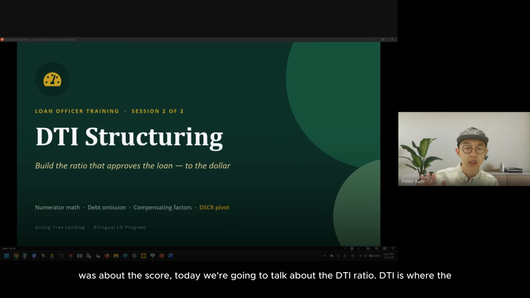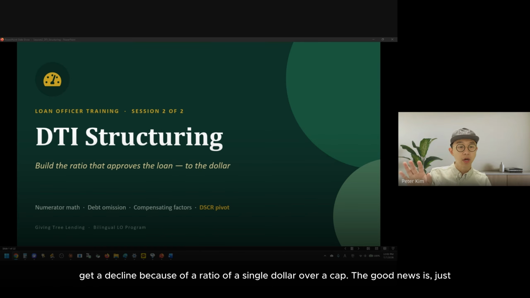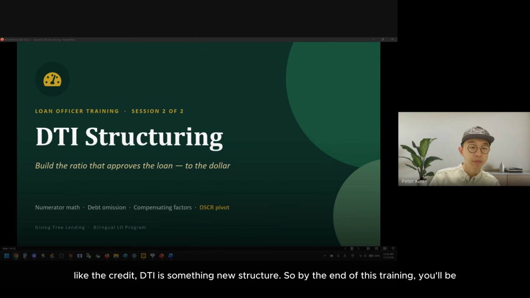So you can have a great credit score with a strong income, but still get a decline because the ratio is a single dollar over a cap. The good news is, just like credit, DTI is something you structure.